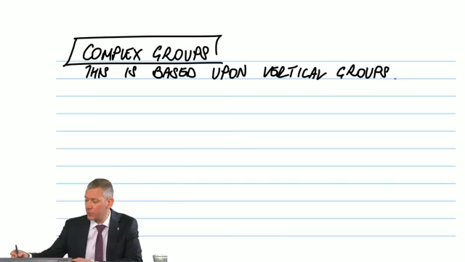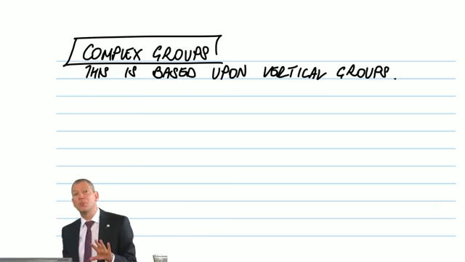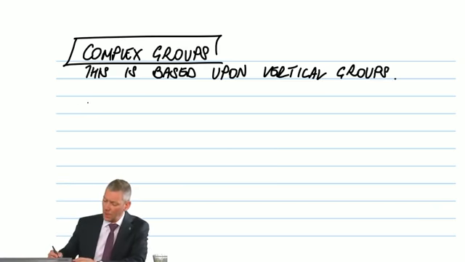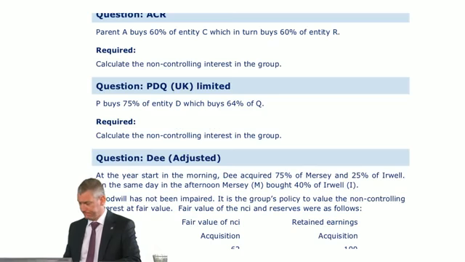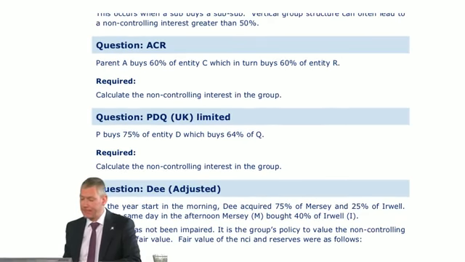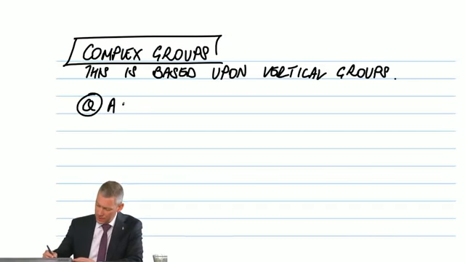In vertical groups, the parent owns the sub, and the sub owns a sub-sub. And this is illustrated by the first question in this chapter. It's called ACR. Can you see it? ACR. A parent A buys 60% of entity C, which in turn buys 60% of entity R. So question A, C, R.